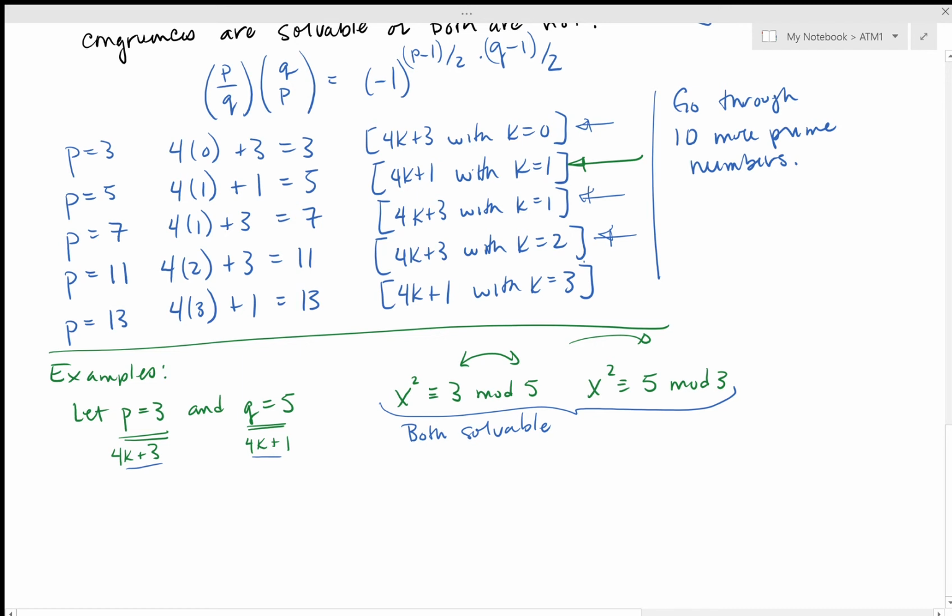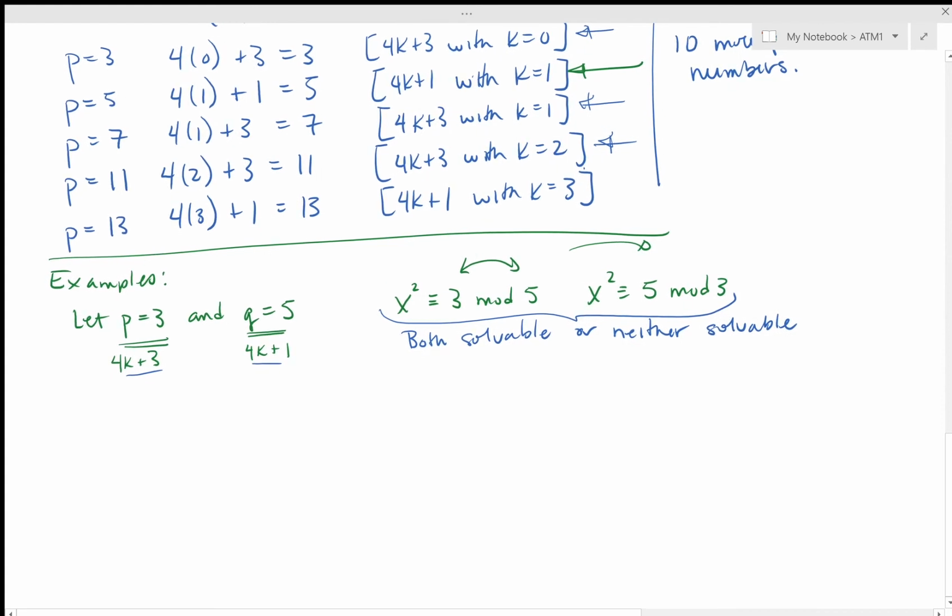I mean, that immediately halves the amount of work. If you actually wanted to solve, well, it certainly halves the work if you found out one's not solvable, because you don't have to waste time trying to solve the other one either. Okay, so they're both solvable or neither solvable. I am being told this by the law of quadratic reciprocity. Okay, so now let's actually look at the solution of this.